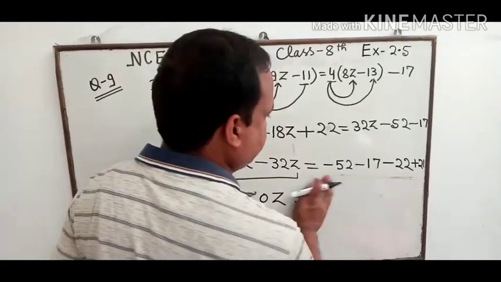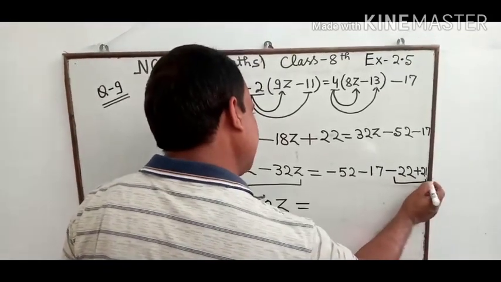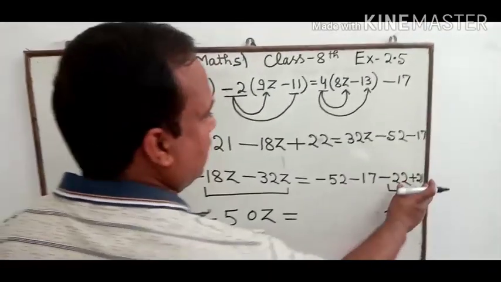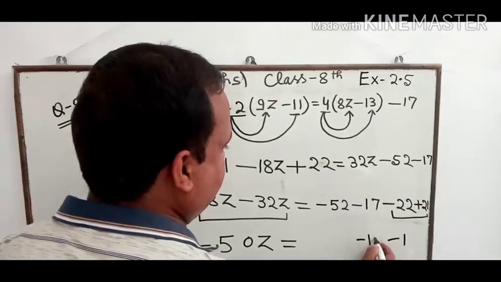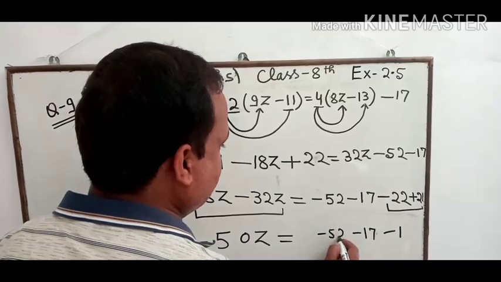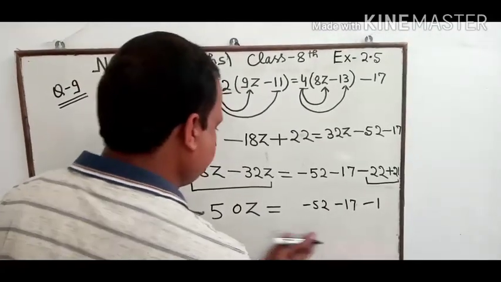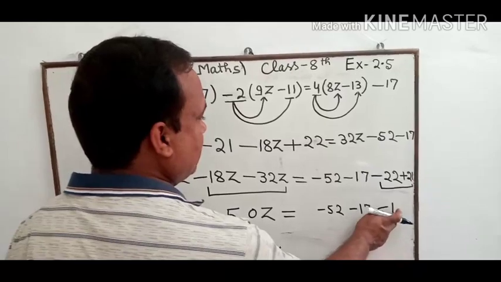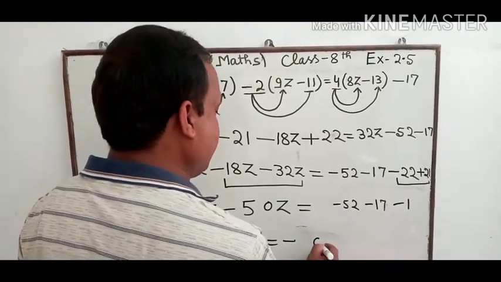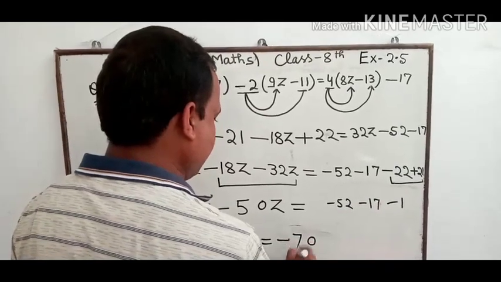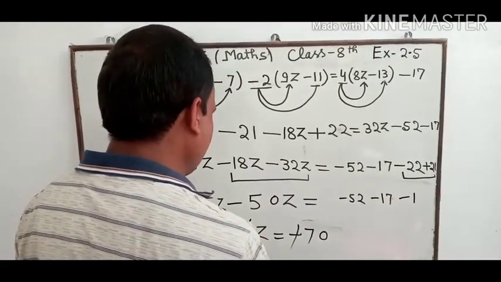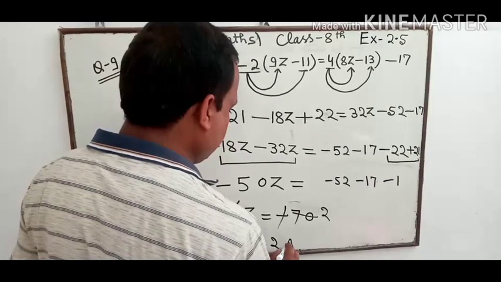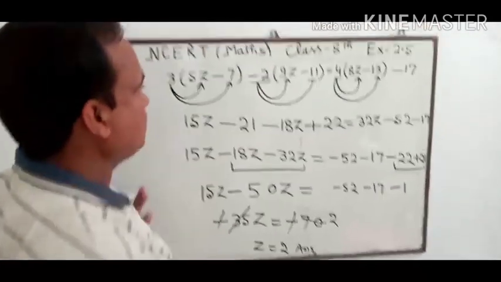First we solve here, we want to solve by a very easy method. So 21 and 22, here is plus sign, here is minus sign, then we get minus 1 when we simplify both. And here is minus 17 and here is minus 52. So we get minus, minus, minus, minus 1, and we add the numbers. 7, 1, 8 and 2, 10, carry 1, 6 and 1, 7, 70. So the minus cancels, in the table of 35 we get 70 two times. So here Z is equal to 2. This is your answer of question number 9.